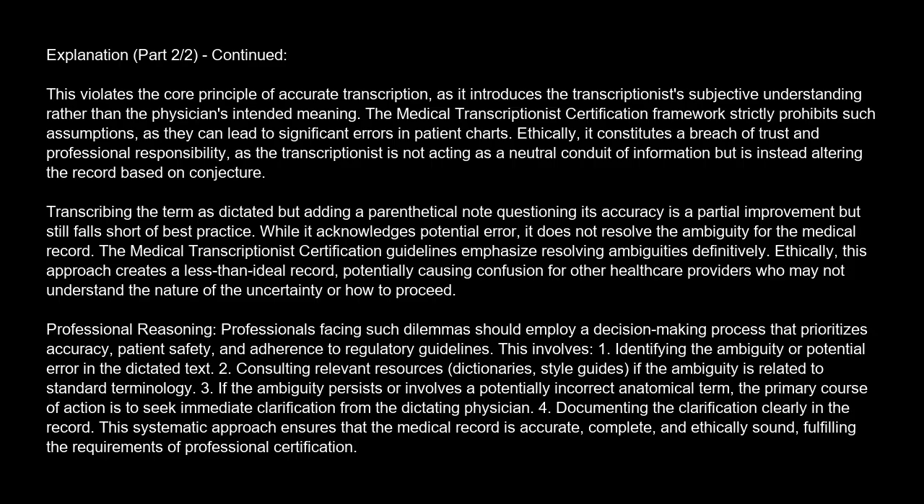Professional reasoning. Professionals facing such dilemmas should employ a decision-making process that prioritizes accuracy, patient safety, and adherence to regulatory guidelines. This involves: 1. Identifying the ambiguity or potential error in the dictated text. 2. Consulting relevant resources, dictionaries, style guides, if the ambiguity is related to standard terminology. 3. If the ambiguity persists or involves a potentially incorrect anatomical term, the primary course of action is to seek immediate clarification from the dictating physician. 4. Documenting the clarification clearly in the record. This systematic approach ensures that the medical record is accurate, complete, and ethically sound, fulfilling the requirements of professional certification.